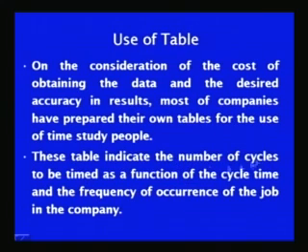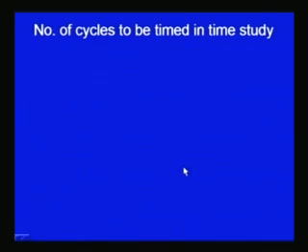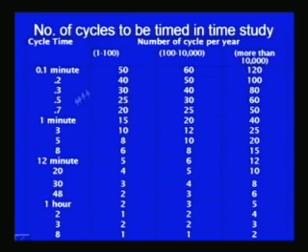These tables indicate the number of cycles to be timed as a function of the cycle time and the frequency of occurrence of the job in the organization. In general, if the cycle time is more, then a smaller number of observations are carried out. It can be seen from this table that the activities have different cycle times, say from 0.1 minute to 0.7 minute, from 1 minute to 12 minutes, from 12 minutes to 1 hour, and 1 hour to 8 hours of the cycle time of a job or of an element. Here you can see this is the cycle time parameter, and this row indicates the number of cycles per year of a particular element which can occur during the year.